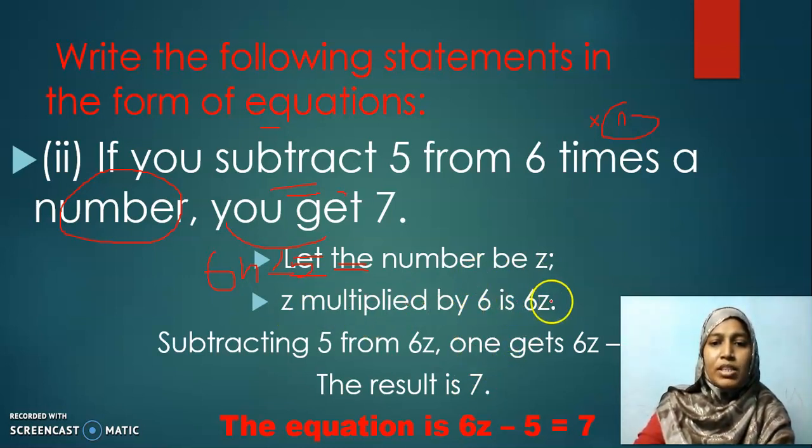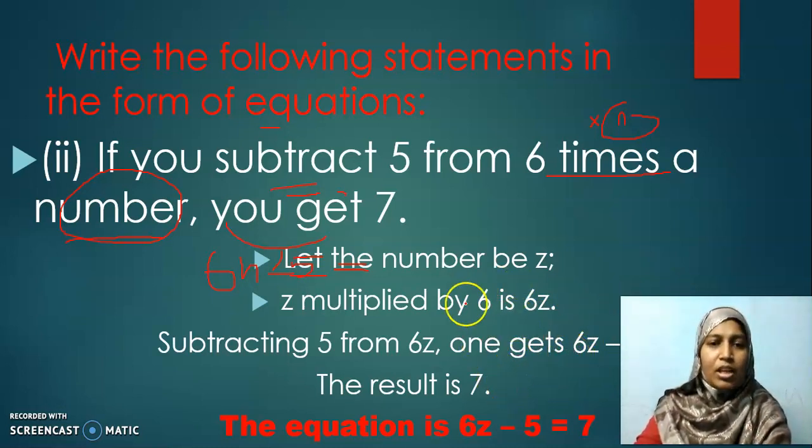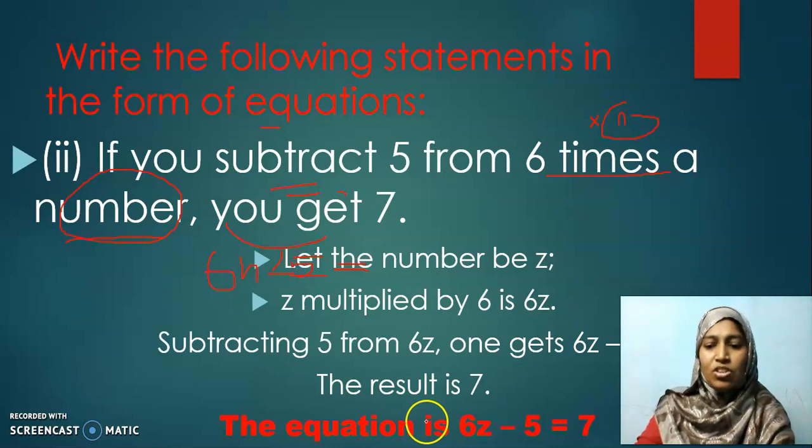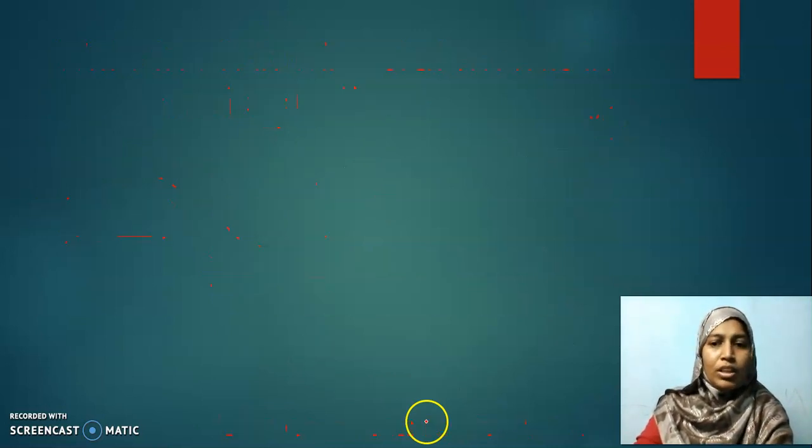n multiplied by 6 is 6n. That is 6 times a number, written as 6n. And subtracting 5 from 6n. Again, the whole statement. These steps are not compulsory; I have shown them just for your understanding, my dear children. The only thing is you should know to write the let statement and the final equation. Okay, children, let us continue in the next slide.